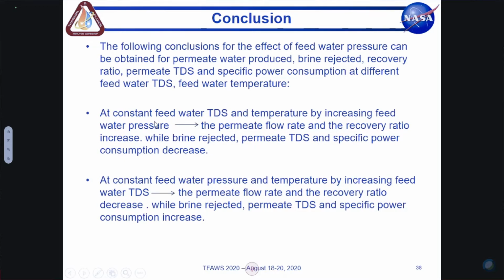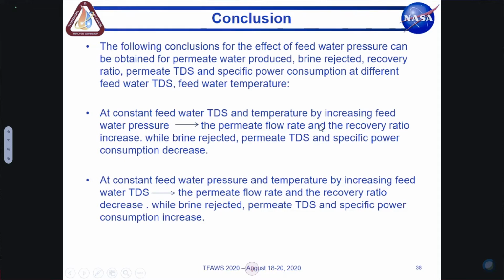Our conclusion. The following conclusions are the effects of feed water pressure that can be obtained for permeate water produced, brine rejected, recovery ratio, permeate total dissolved solids, and specific power consumption at different feed water total dissolved solids and feed water temperature.